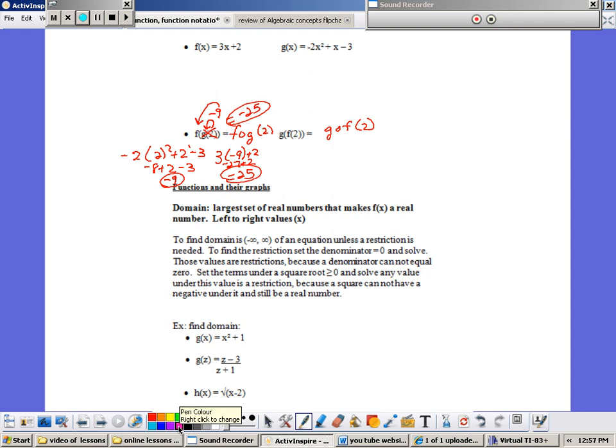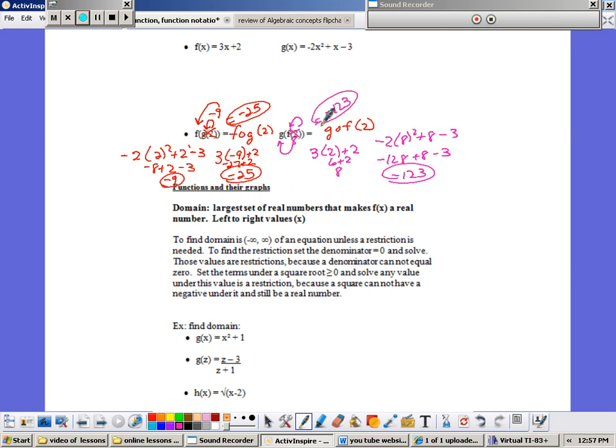So going the other way, I'm going to take 2 and put it into f. 3 times 2 plus 2. 6 plus 2 is 8. Cross this out and put in 8. Now I'm going to take 8 and put it into g. Negative 2 times 8 squared plus 8 minus 3. 64 times 2 is negative 128 plus 8 minus 3. Negative 123. So my total answer is negative 123. So it's taking one, putting in a number, taking that answer and putting it in the other one. So that's function notation with compound function notation.